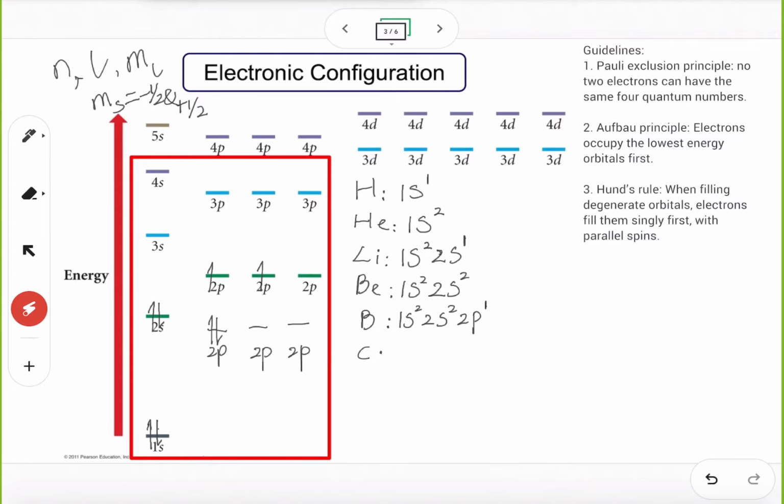Well, indeed, if you check Hund's rule, when filling degenerate orbitals, electrons fill them singly first with the parallel spin. If you have this, then that's against Hund's rule. Because when you still have empty 2p orbitals, this electron would rather go to this empty room instead of going to this half-occupied room. So in other words, this top option is the right configuration.